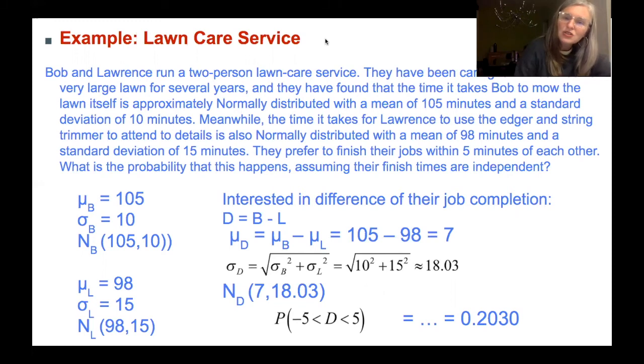Okay. So we're interested in finding their difference. Why? Well, we want them to finish within 5 minutes of each other. If it takes Bob 2.5 hours and it takes Lawrence 2.5 hours, I subtract them and there are no minutes between them, so they finish at the exact same time. Let's say Bob takes 2 hours and 25 minutes and Lawrence takes 2 hours and 35 minutes. Now there's 10 minutes between them, and I can just subtract them to find that 10 minutes. So this is why I'm interested in subtracting in this case.